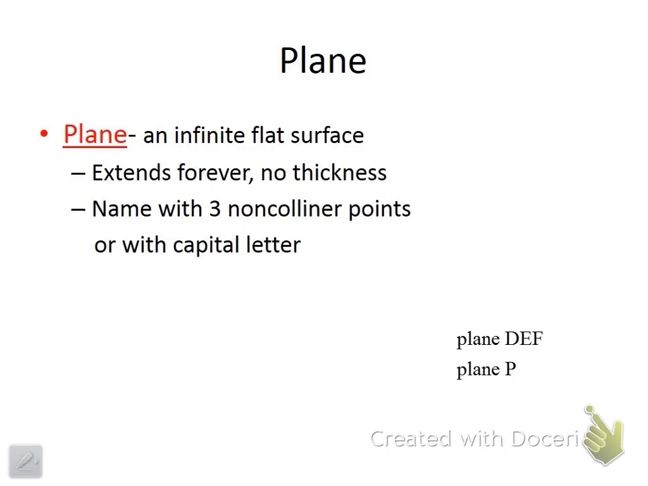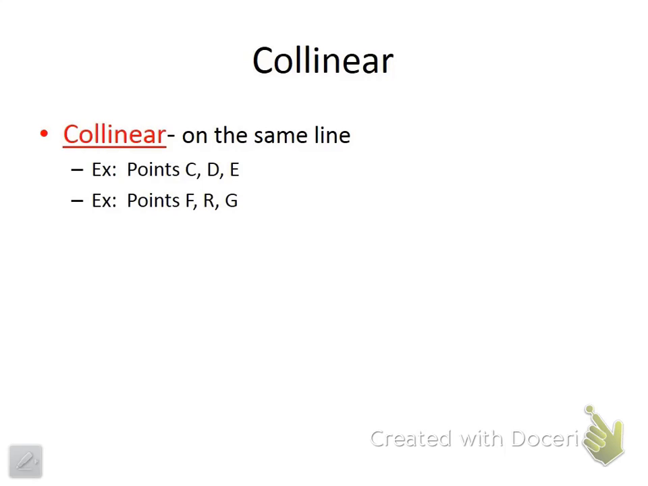Okay, a plane is an infinite flat surface that extends forever, with no thickness. Generally, it has 3 points. So an example of this would be like this. It is a flat surface and it has 3 points in it. So your plane, you're going to label with the points. So plane DEF, or it's a plane P. Generally, if it's called P, it's talking about the different points on it.